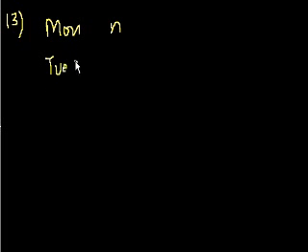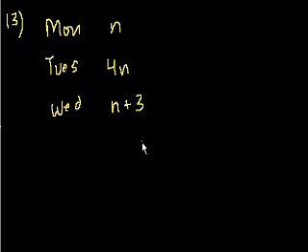Which I'll do in this pale yellow. 13. Carlos delivered n packages on Monday, so Monday is n. 4 times as many packages on Tuesday as on Monday. So on Tuesday he did 4 times as many, so that's 4n. And 3 more, and not 3 times, 3 more packages on Wednesday than Monday. So this is n plus 3.